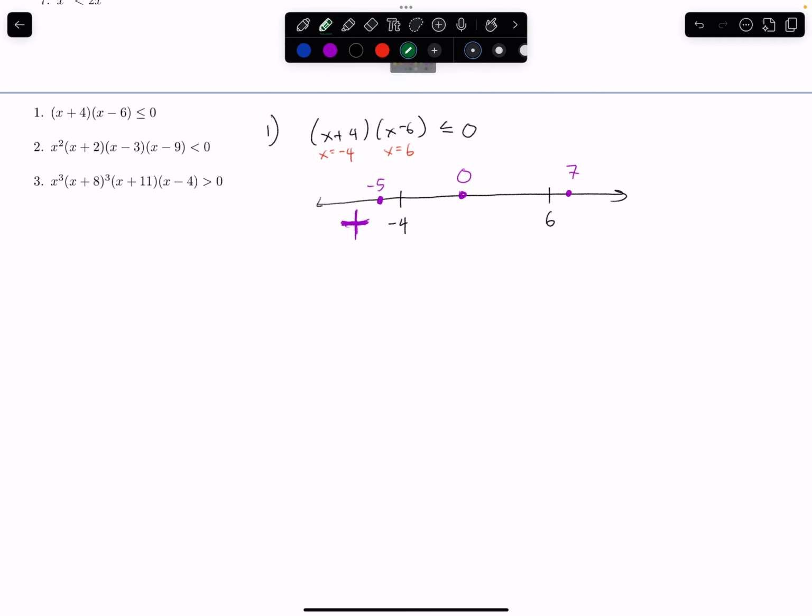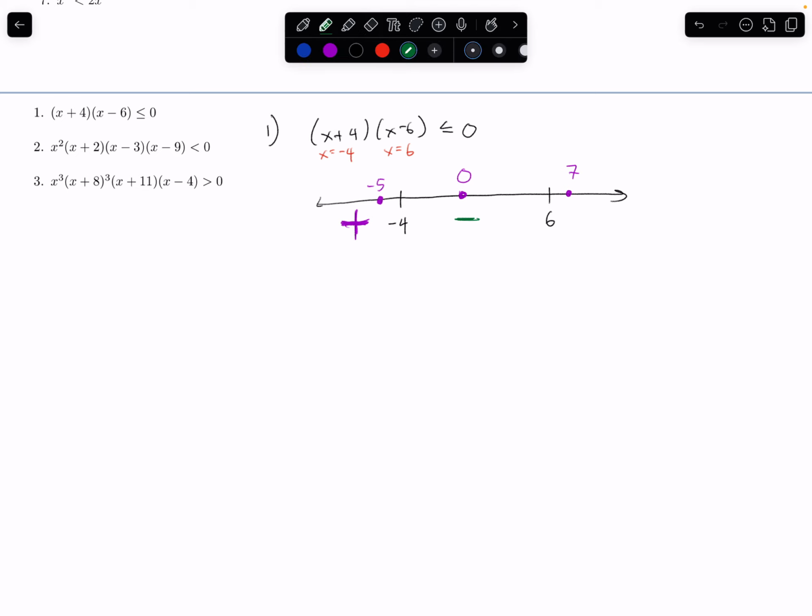Let's use a different color for the next one. Okay, so now I'm going to go into 0. If I plug in 0 here, 0 plus 4, that's going to be something positive, right? If I plug in 0 here, 0 minus 6, that's something negative. So I've got overall something negative. Okay, so negative in between.